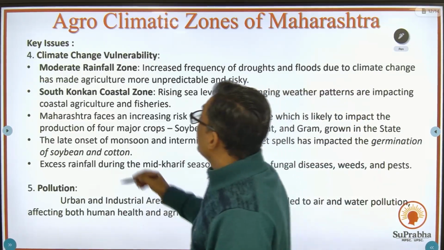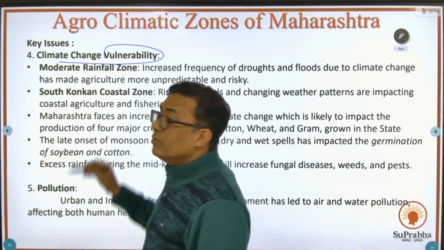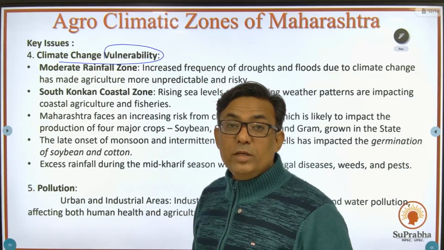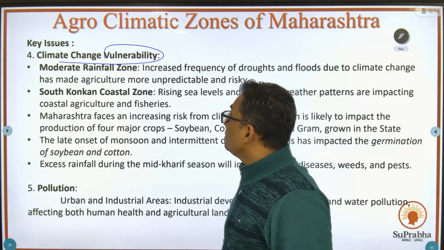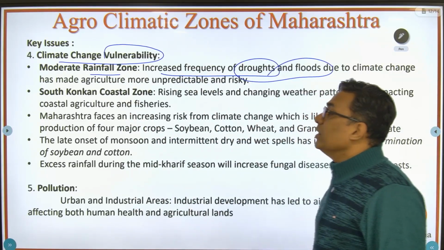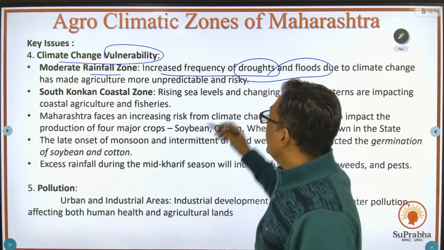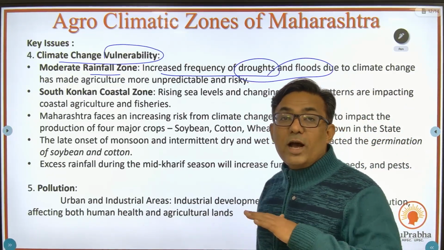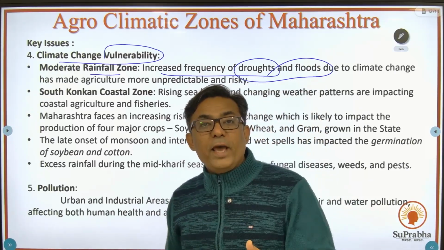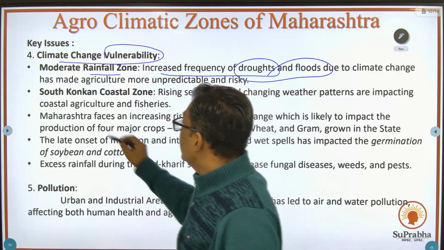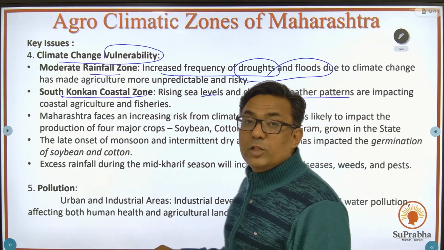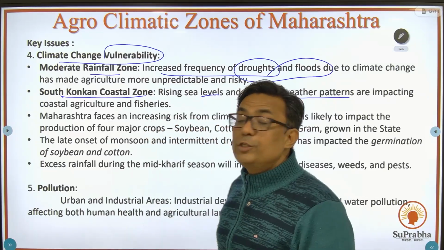Then climate change vulnerability. Yeah, this is one major issue which Maharashtra would be facing. We will be having losses with respect to cotton, soybean, the major crops in Maharashtra. So in moderate rainfall zone, there is an increased frequency of droughts and floods. This we have been experiencing every now and then. There are also unpredictable rains, because of which the farmer is not in a position to plan his agricultural activities. Then in the South Konkan coastal zone, rising sea levels and changing weather patterns are impacting coastal agriculture and also fishery production.